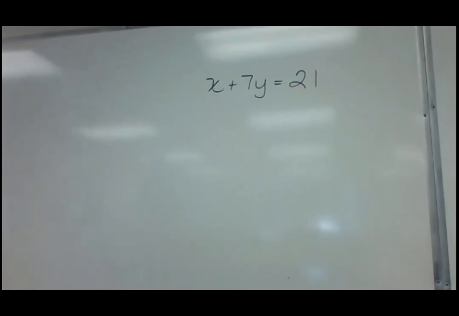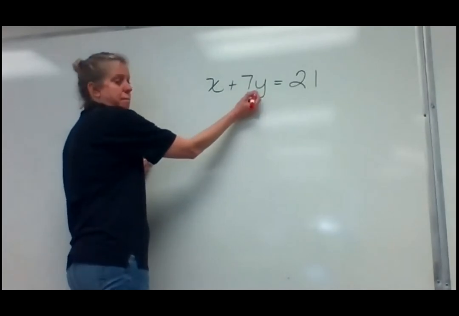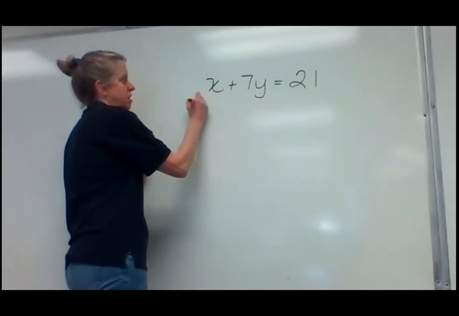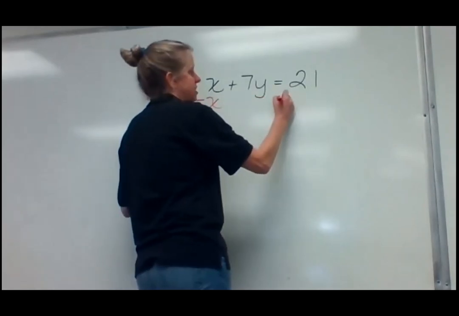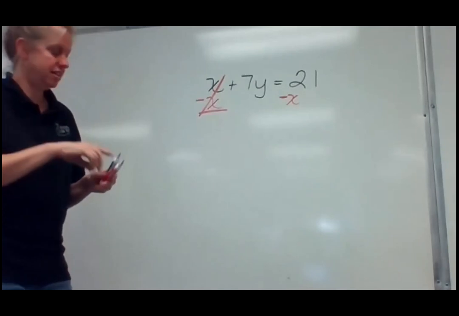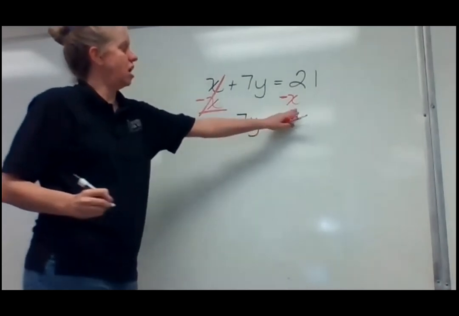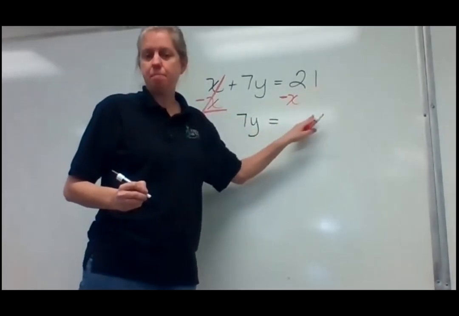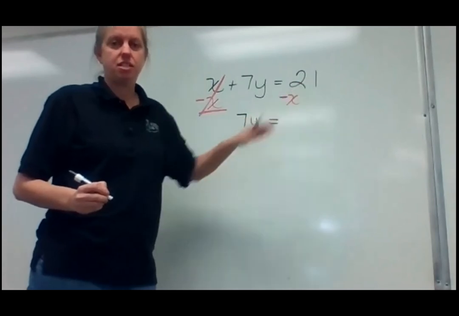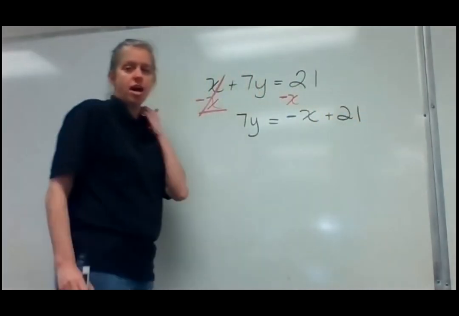Right, x plus 7y equals 21. So y is not by itself, so I've got to worry about that first. Now remember, hooked on numbers go away last, so I need to get rid of the x first. So I'm going to subtract the x. Bring down the 7y. Equals, on the right, not in the same basket, right? One's an x and one's not. So I'm just going to have negative x plus 21.